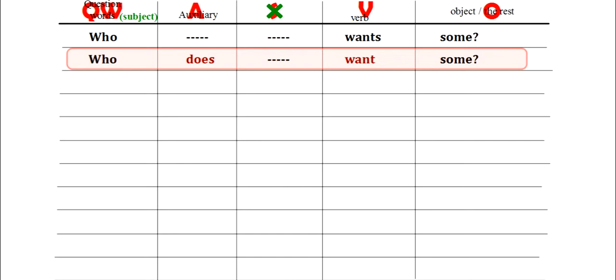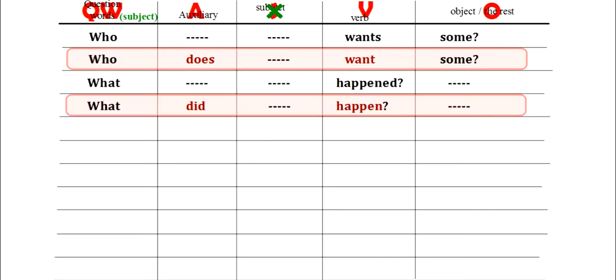Here's another example in the simple past. What happened? So again, there's no auxiliary, and what your students might try to do is stick a did in there, thinking, well, all of my questions in the past require did. But we can't do this. Now, this is really the only place that your students are going to get really tripped up, in the simple past and the simple present.